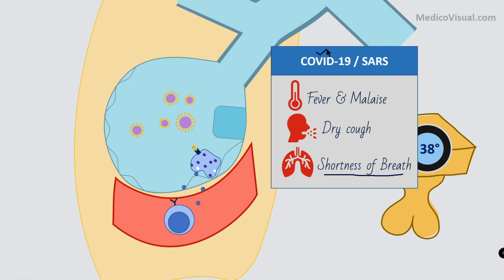And if atypical pneumonia is due to SARS coronavirus, not SARS-2, it is due to SARS, then it is called SARS. SARS means severe acute respiratory syndrome, right?